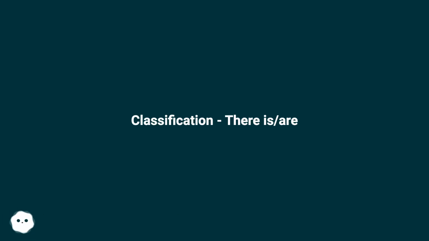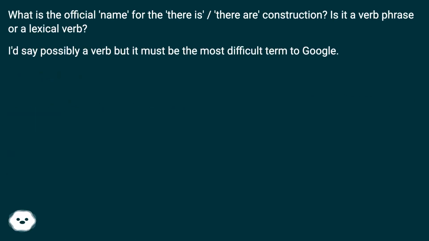Classification, there/are. What is the official name for the there is, there are construction? Is it a verb phrase or a lexical verb? I'd say possibly a verb, but it must be the most difficult term to Google.